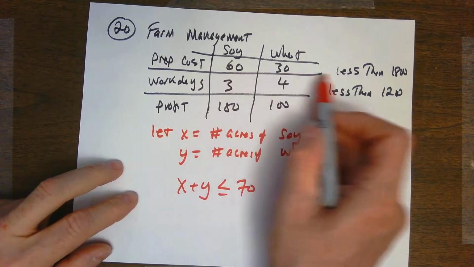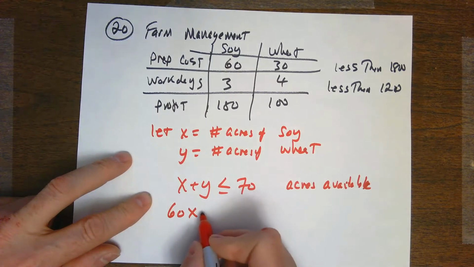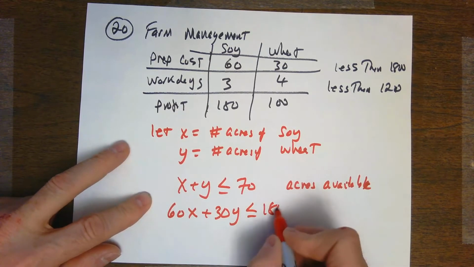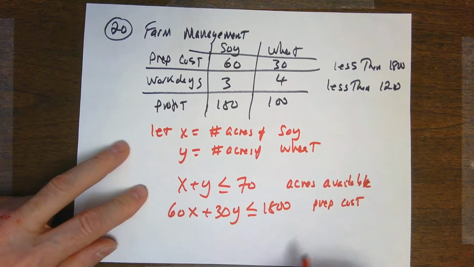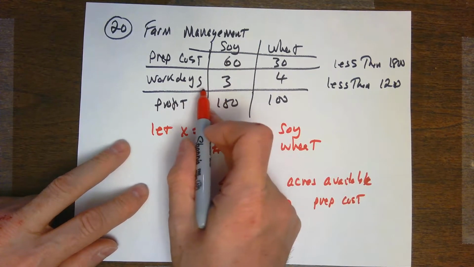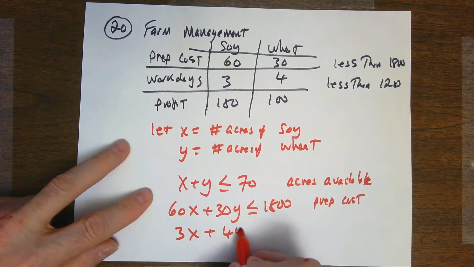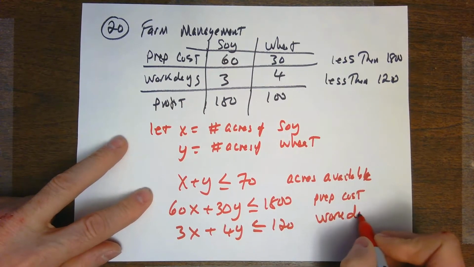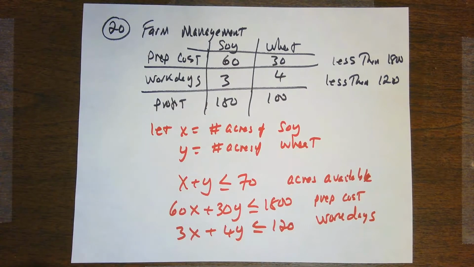But he's also got the prep cost has to be less than 1,800. So $60 per acre of soybeans plus $30 per acre of wheat has to be less than or equal to $1,800. That's a prep cost function. He's also got a constraint with work days. 3 days per acre of soybeans plus 4 days per acre of wheat has to be less than or equal to 120 days. So this is work days. He's only got 120 work days available.